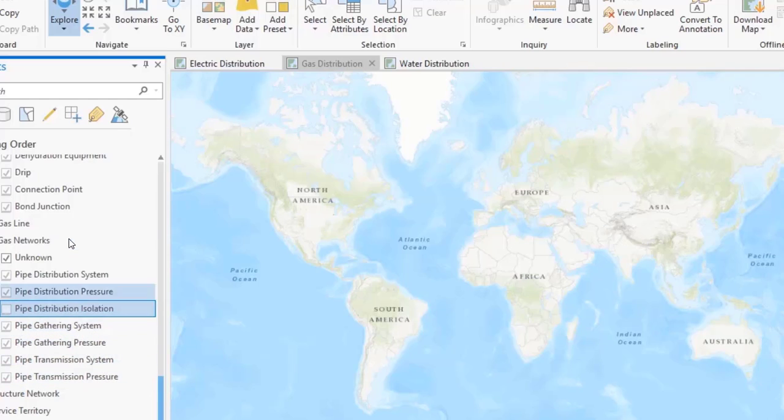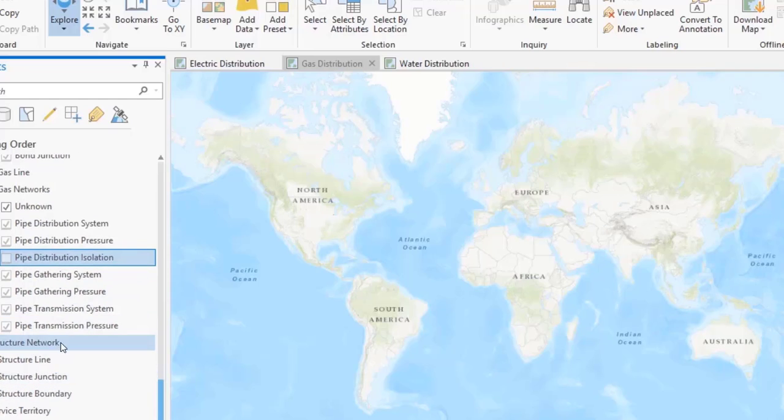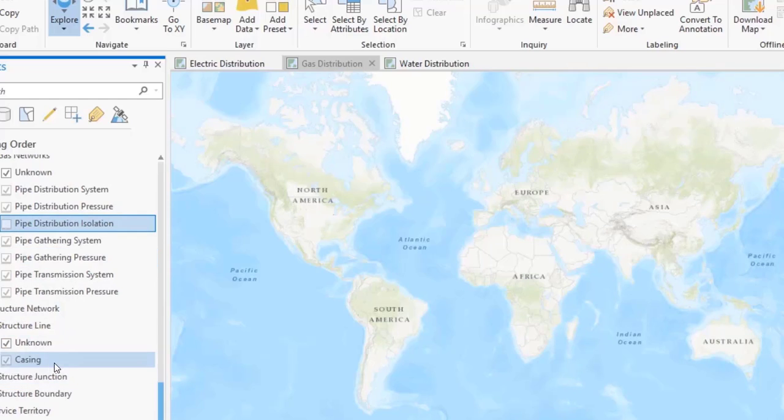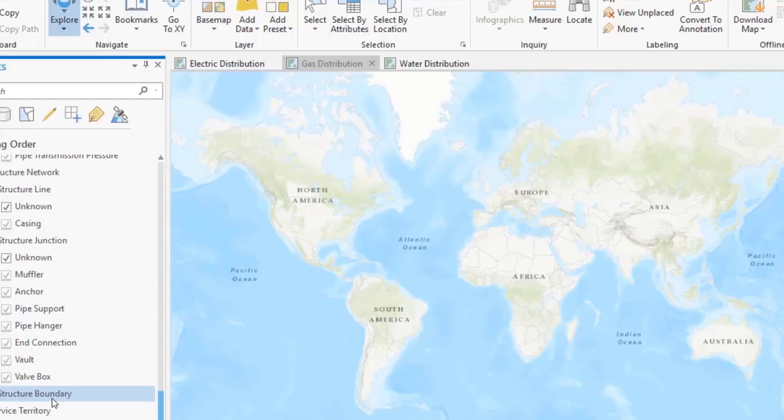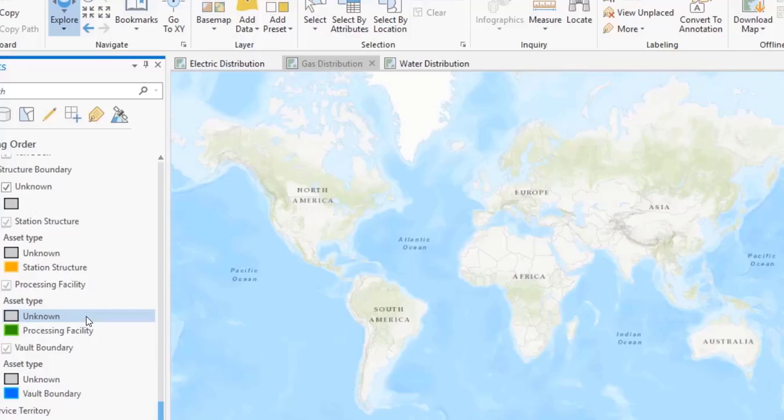Within the structure network, you still have lines, points, and polygons. For the lines, it looks like casing. You've got pipe casing, so that's kind of a protective shell around the pipes. For points, you've got supporting anchors and supports and hangers and vaults. And then for boundaries, you're going to have stations. You're going to have facilities, things like that.